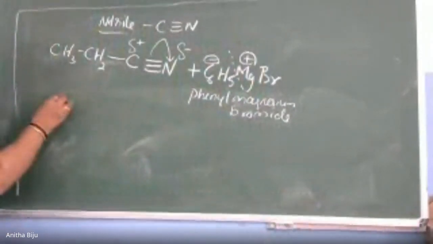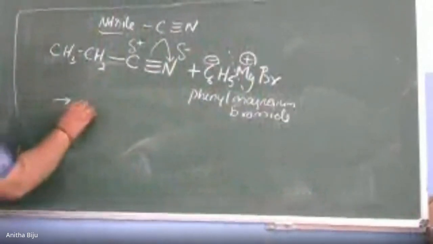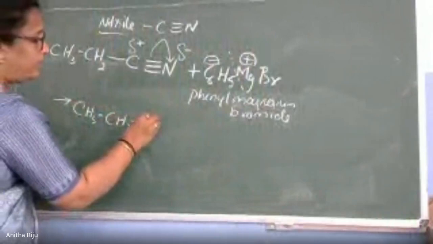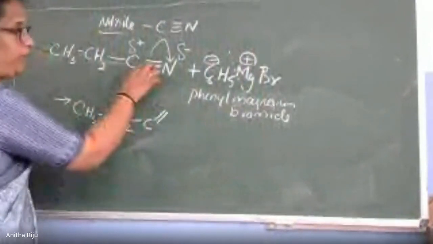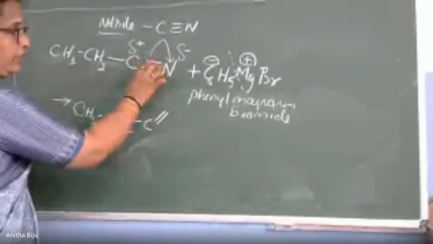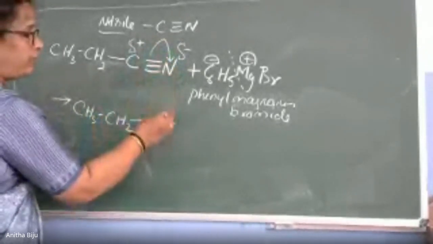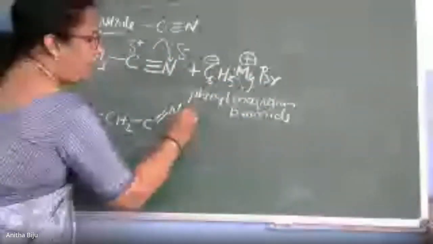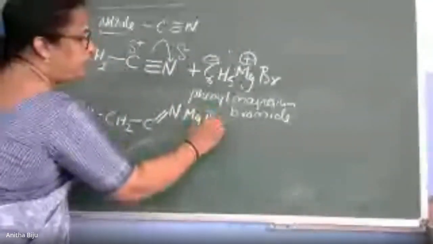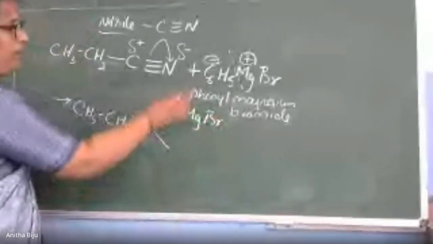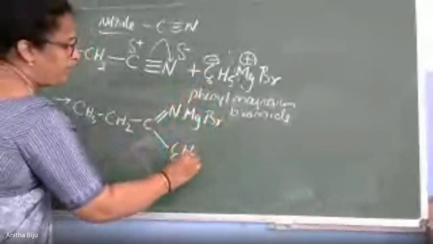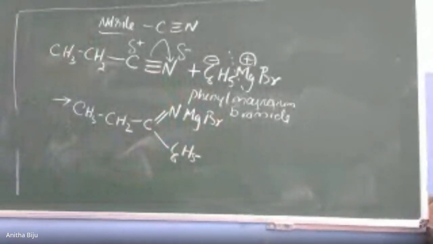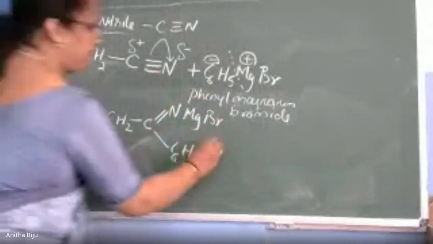Okay, here only I will write CH3CH2C double bond. Here only one bond is cleaved and the electron is shifted. Here we have N, and along with N, MgBr is coming. MgBr. And here we have C6H5. This is the addition product. This product on hydrolysis.